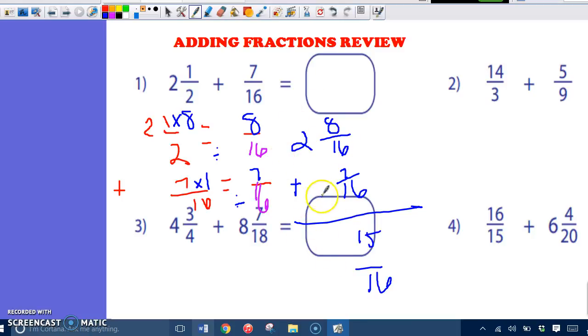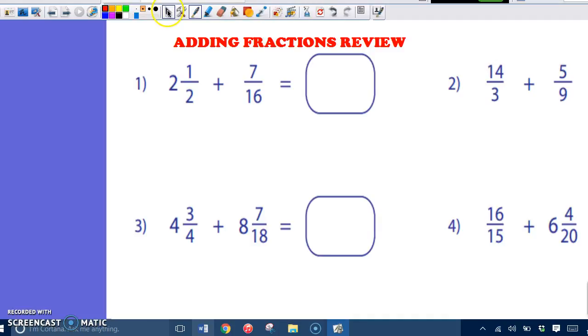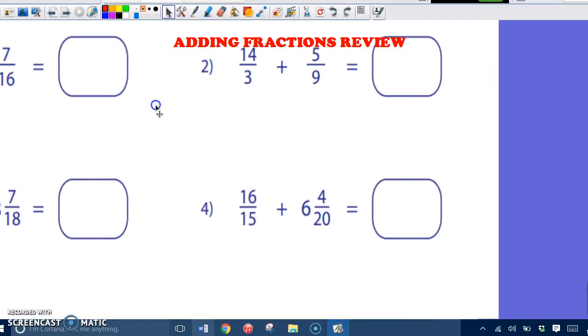And 2 plus, there's nothing there, is 2. So my final answer for here is 2 and 15 over 16. Remember, always make sure to see if your fraction can reduce. I know it just so happens that 15 and 16 will not reduce any further than what is already there. So that answer is complete. I'm going to go and try the next one. So over here to number 2.